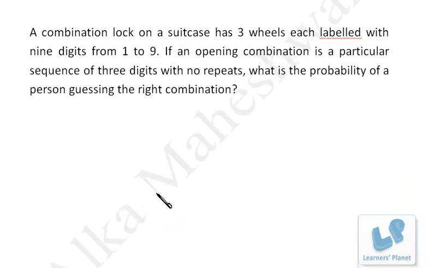Now let's see this question. A combination lock on a suitcase has 3 wheels, each labeled with 9 digits from 1 to 9. If an opening combination is a particular sequence of 3 digits with no repeats, what's the probability of a person guessing the right combination?